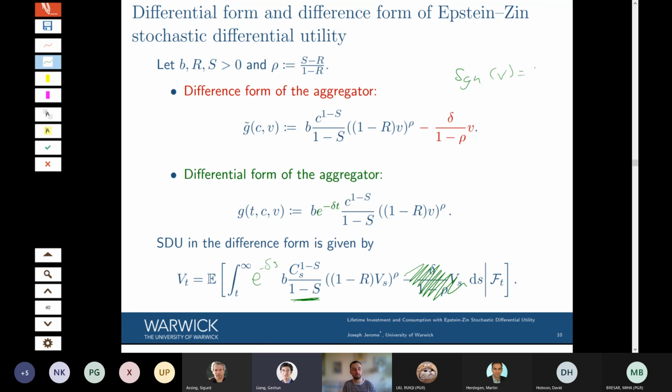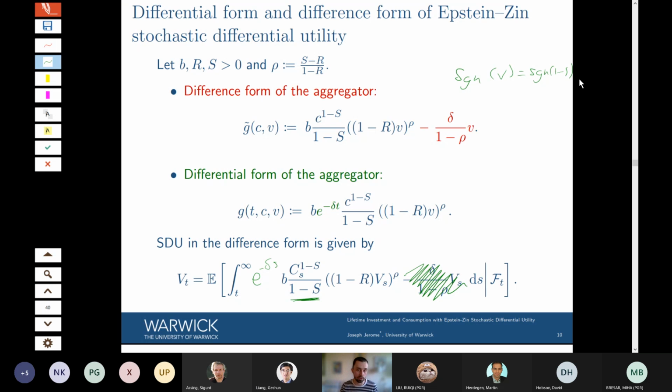So I was wondering, does this difference form and the differential form, are there any connections or are they equivalent? They're equivalent in the sense that if you have a consumption stream in the difference form and you can evaluate it, then you can evaluate it in the differential form, and it gives the same preferences over all the consumption streams you can evaluate in the difference form.